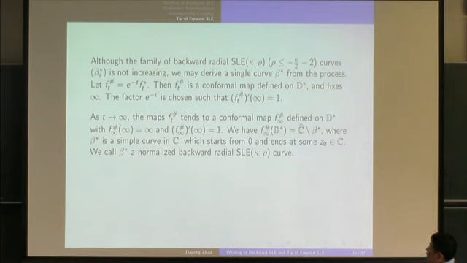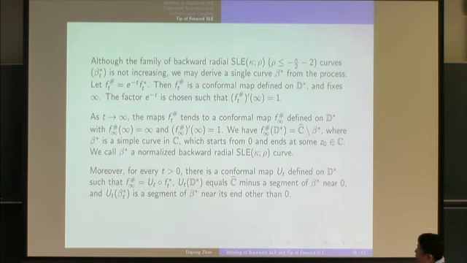As t goes to infinity, the maps ft pound tend to a conformal map f infinity pound defined on the exterior disk, and the infinity is fixed and the derivative at infinity is 1. Then the image of the exterior disk under f infinity pound is equal to the complement of beta star in the Riemann sphere. The beta star is a simple curve, starts from 0 and ends at some point Z0. We call beta star a normalized backward radial SLE kappa 0 curve.